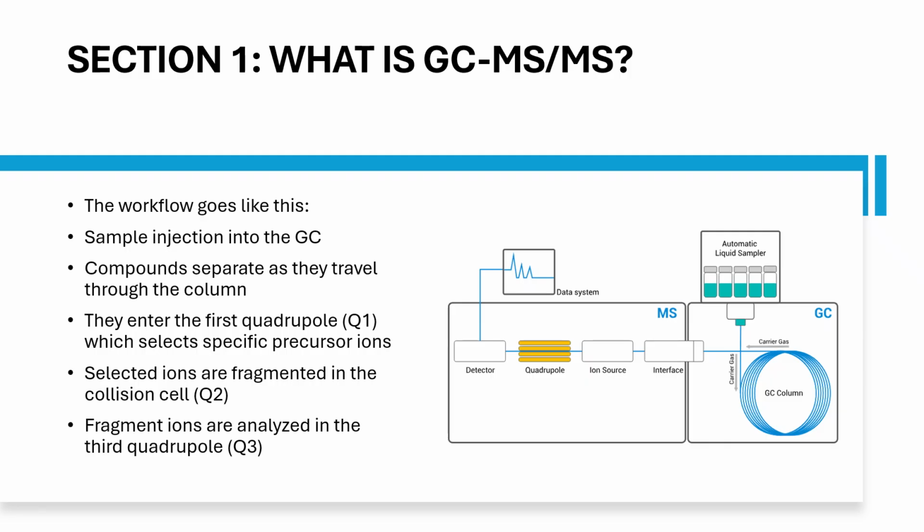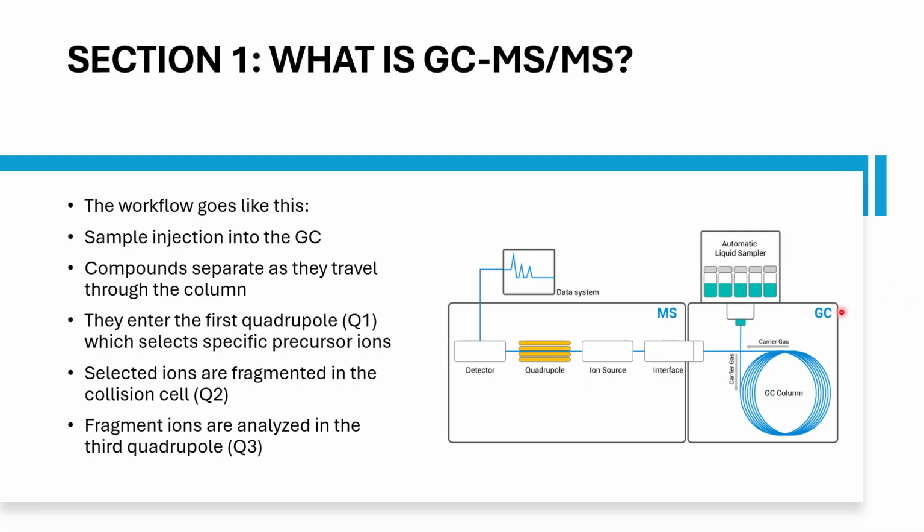So let's get started. So what is GCMS? First, let's quickly review what GCMS actually is. GC stands for gas chromatography, which separates volatile compounds based on their interaction with the stationary phase inside a column. The MS or tandem mass spectrometry provides two stages of mass analysis in a triple quadrupole configuration, giving us incredible selectivity and sensitivity. The workflow goes like this: sample injection into GC.